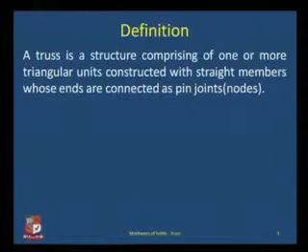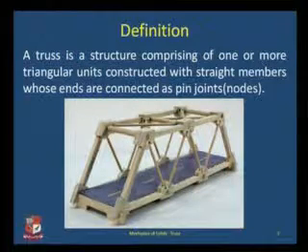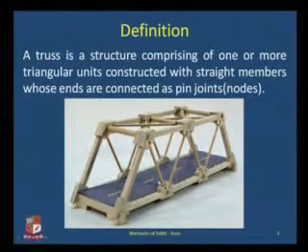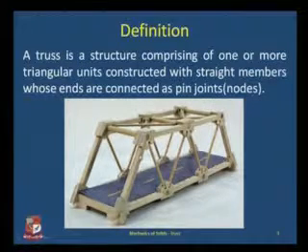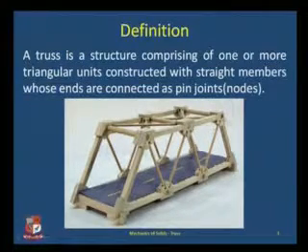of a truss. A truss is basically a structure comprising of one or more triangular units constructed using straight members whose ends are connected using a pin joint. If you see this figure, this is showing you a typical truss which is used for roadways. These joints shown here are basically comprising what is known as a pin joint or a node.